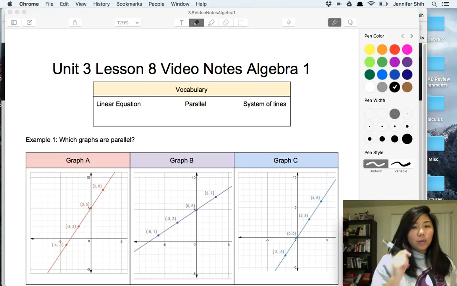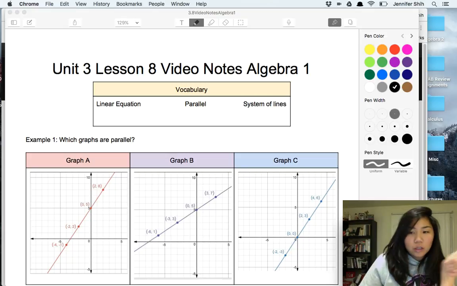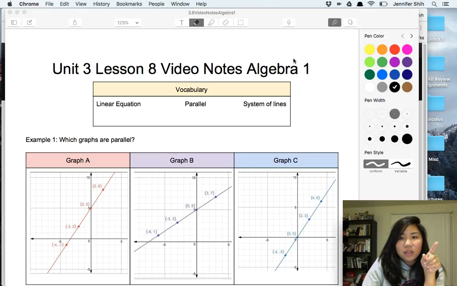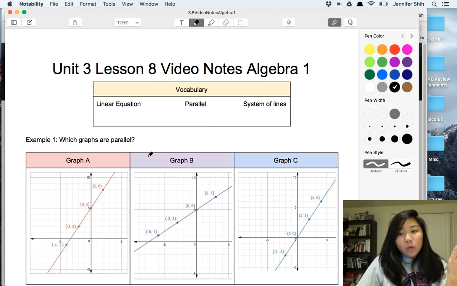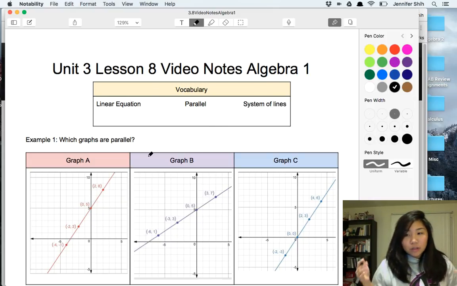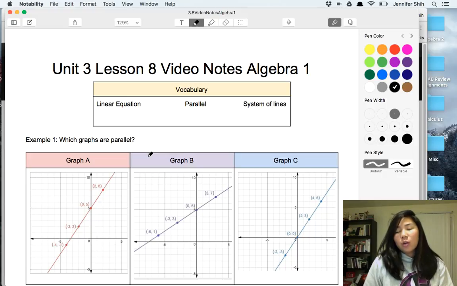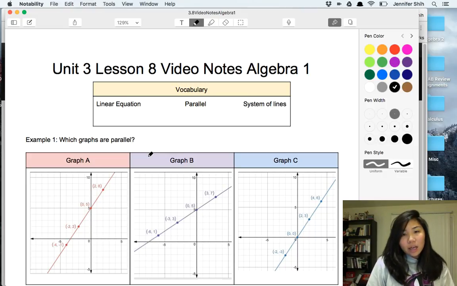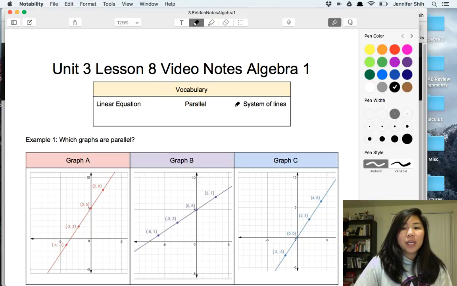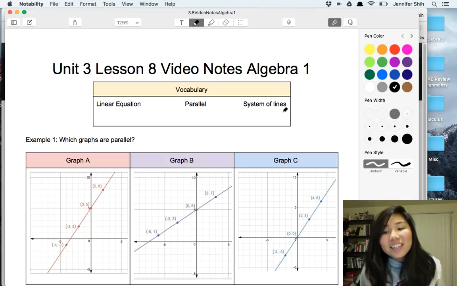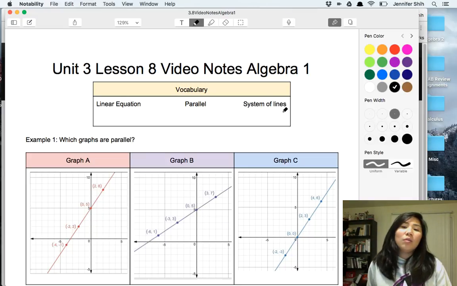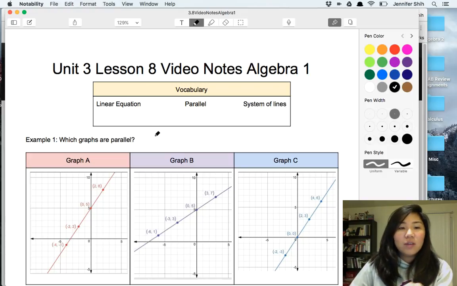We have talked about slope-intercept form, and I just want to show you a little bit of the vocabulary that we're going to see today. Today, you're going to see words like linear equation. Slope-intercept form is a linear equation. We're going to talk about parallel lines, parallel, that's how you say that, and system of lines. Every once in a while, you'll hear me say system, and I will explain to you what that means. So those are 3 vocabulary words that you will hear in this video.